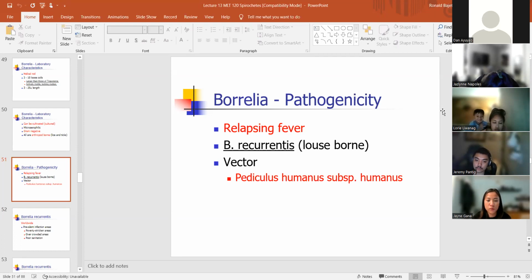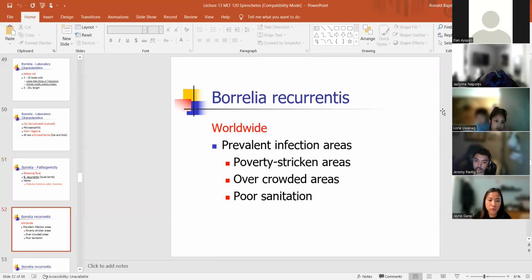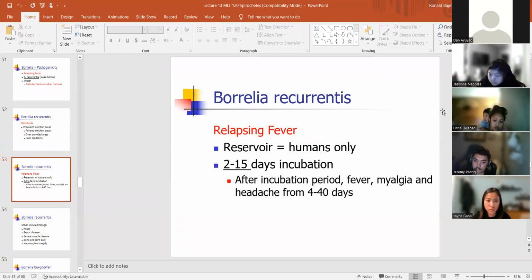Relapsing fever is caused by Borrelia recurrentis, and the vector is Pediculus humanus. Recurrentis is found worldwide, poverty-stricken areas, overcrowded areas, and poor sanitation. Almost similar to the situation for the treponemas. Remember all those children in the previous section? So poverty-stricken areas, overcrowded areas, poor sanitation. Relapsing fever, the reservoir is humans only. Incubation period is 2 weeks.